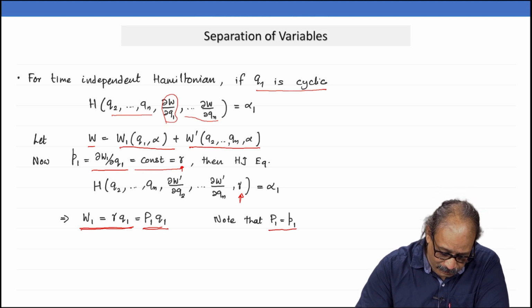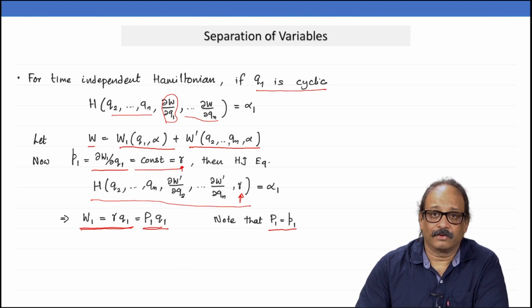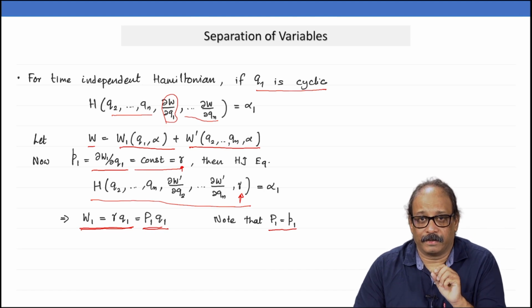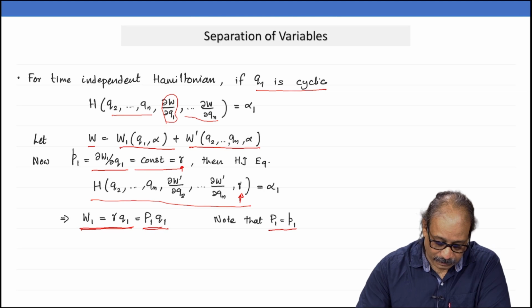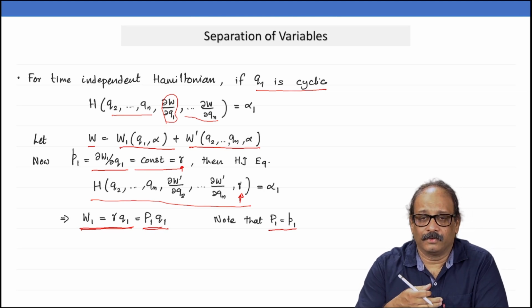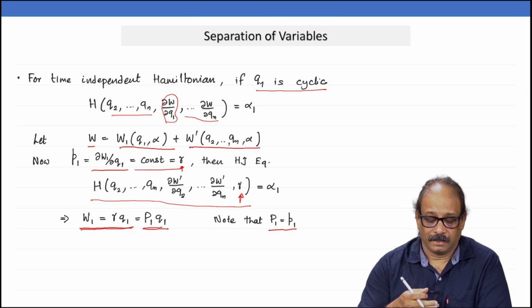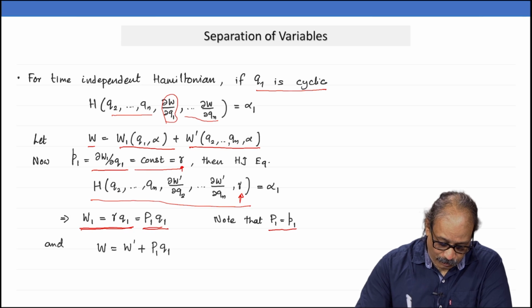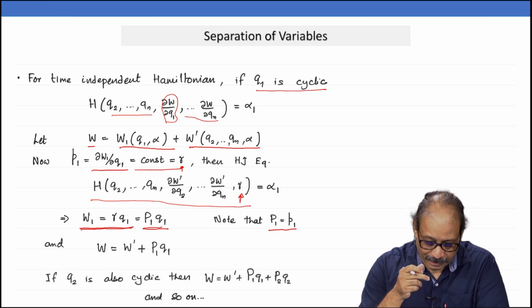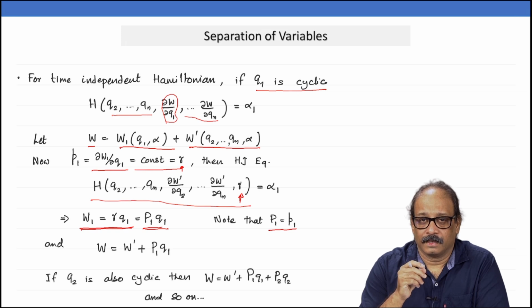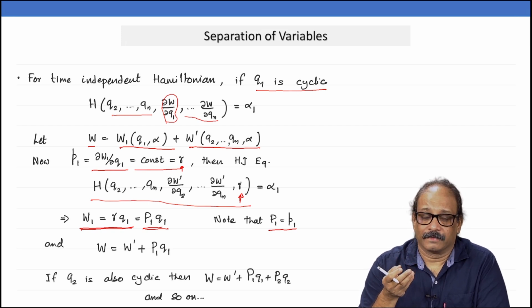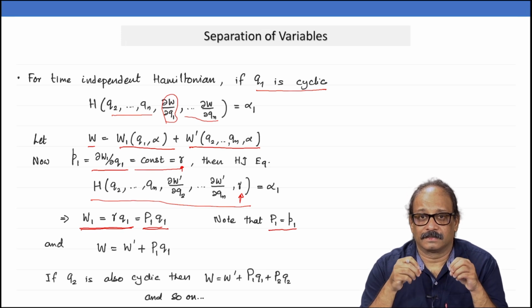And what goes in the Hamilton-Jacobi equation now is, we have already determined W1, so the Hamilton-Jacobi equation now is the equation in W prime, remember, and then you solve it. And can you keep on doing this procedure? If, for example, two of them are cyclic, then you can go ahead and write capital W as some W prime plus P1 Q1 plus P2 Q2, okay, and this will work. What if all of them are cyclic?